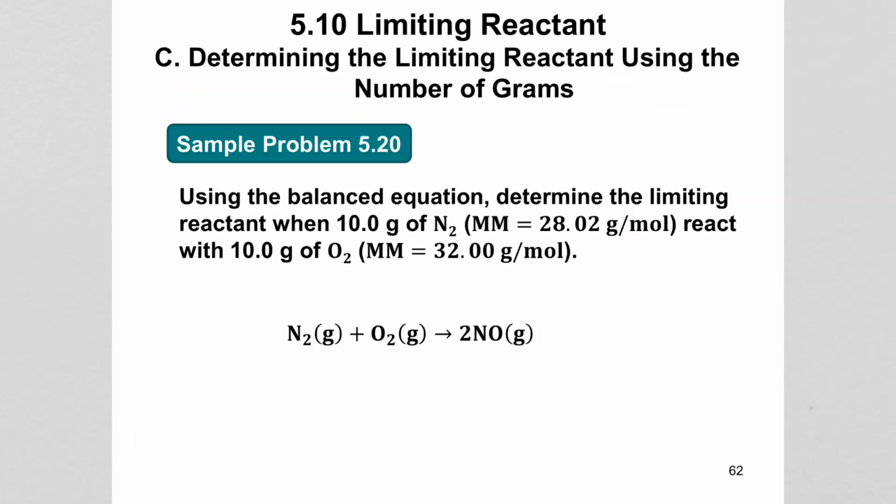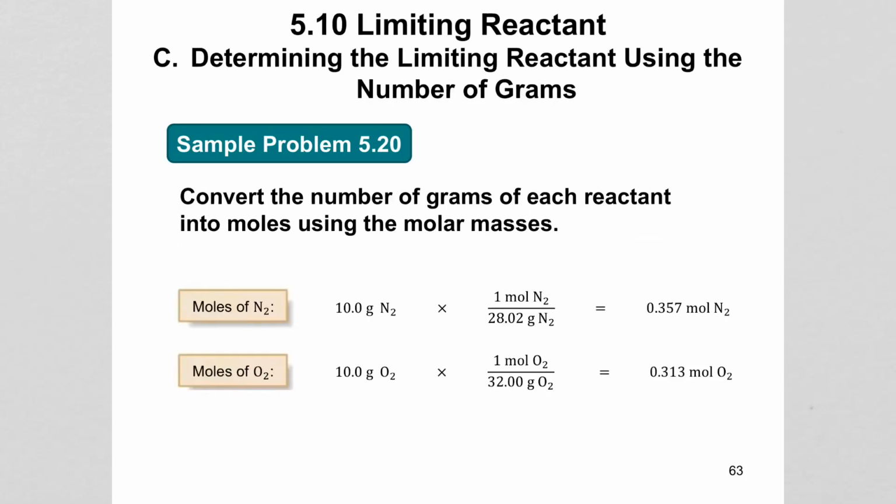So here, for instance, using the balanced chemical equation, which we always need to work with, determine the limiting reactant when we have 10 grams of my nitrogen and 10 grams of my oxygen to form however much of my nitrogen monoxide I'm forming. So I have starting quantities, but I can't compare grams to grams. I never could, and I never can, and never will be able to. But I can compare moles to moles. So my first step will be changing all of those grams into moles.